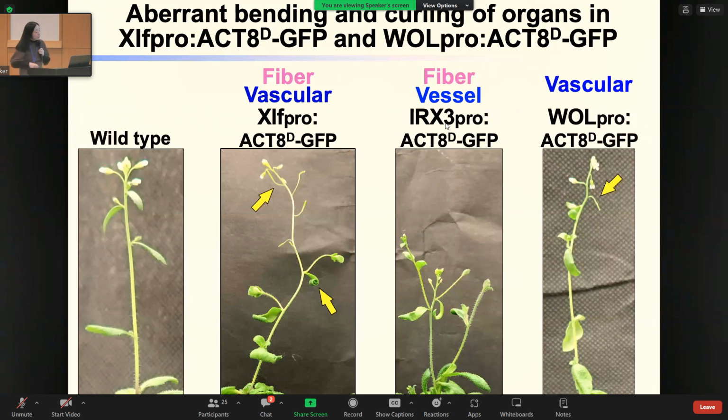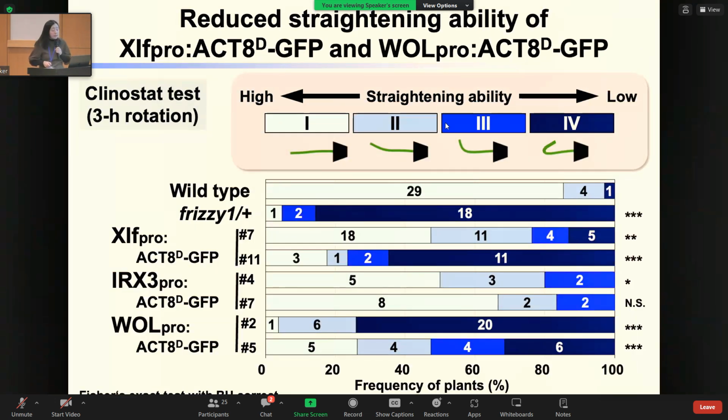When the IRX promoter was used, apical dominance was often inhibited, but the organs grew in a straight manner. Here are the results of clinostat tests of multiple plants. In wild type stem, only one of 34 exhibited behavior classified as pattern 4. In contrast, most of the FRIZ1 mutant exhibited behavior classified as pattern 4.